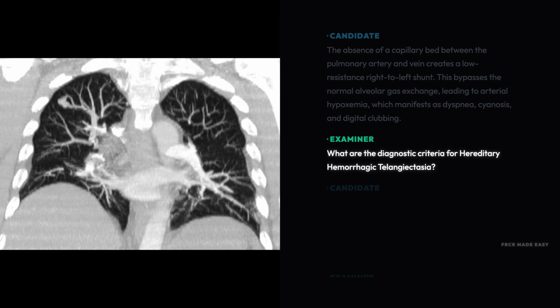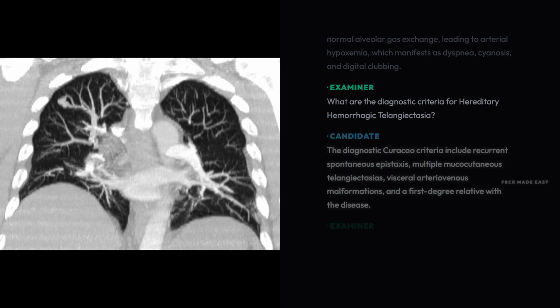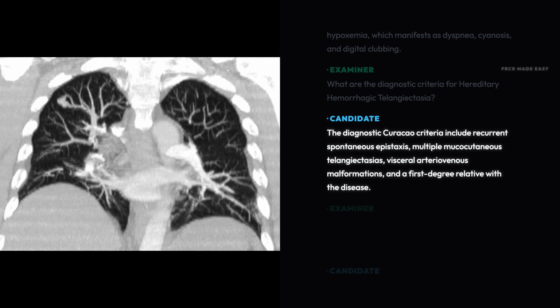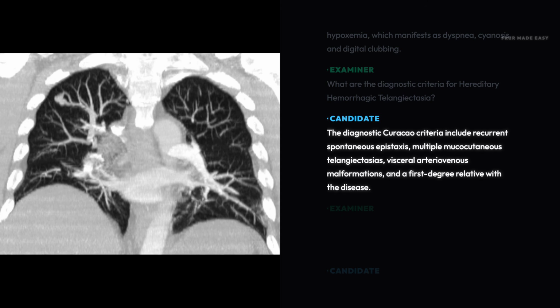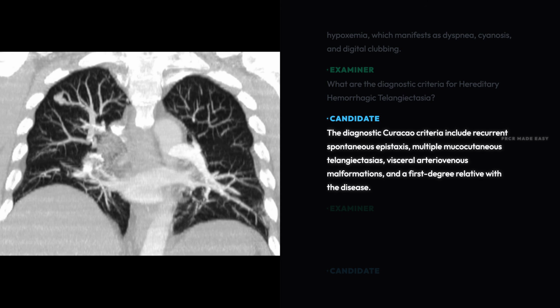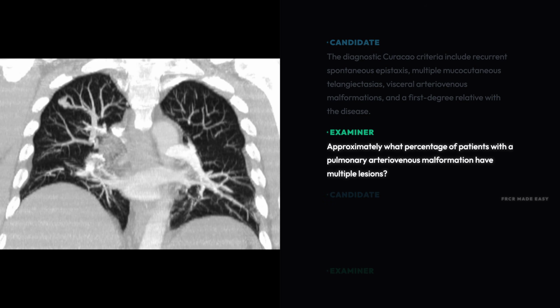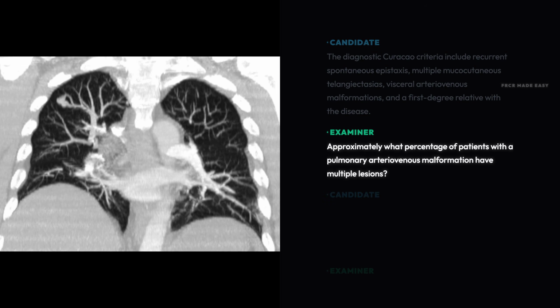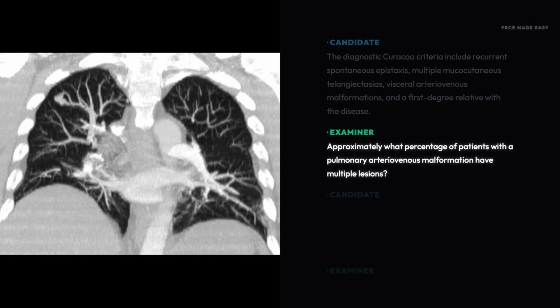What are the diagnostic criteria for hereditary hemorrhagic telangiectasia? The diagnostic Curaçao criteria include recurrent spontaneous epistaxis, multiple mucocutaneous telangiectasias, visceral arteriovenous malformations, and a first-degree relative with the disease. Approximately what percentage of patients with a pulmonary arteriovenous malformation have multiple lesions?